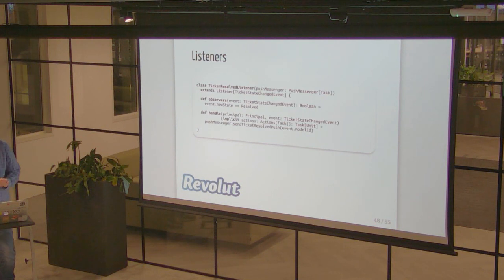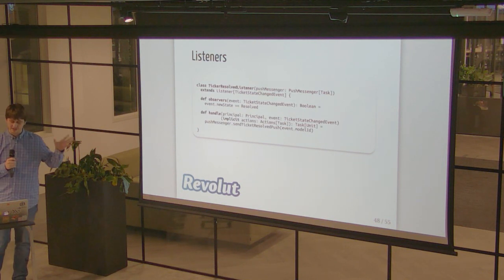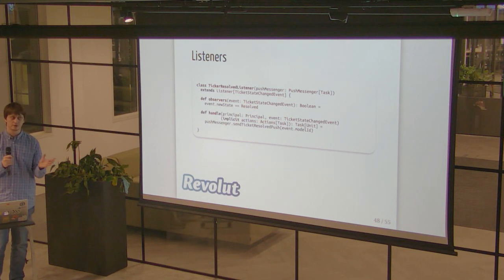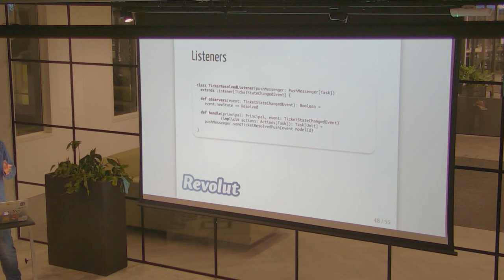So the last part is our listeners. Listeners are defined pretty straightforwardly. You extend the listener, you extend the listener that is defined for some particular event. It could be narrower or broader. It basically checks that the event is an instance of it. And you also define two additional methods.